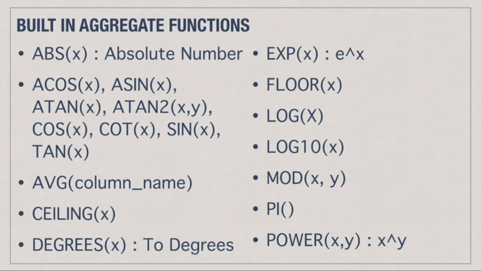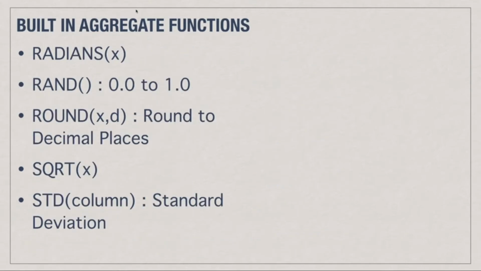The mod stands for modulus, which gets you the remainder of a division. Pi is built into MySQL. We can go and find the power of different values. We're going to be able to convert from degrees to radians. You're going to be able to generate random values from 0.0 to 1.0, and then you can go and add or multiply those values to get all kinds of different random values.